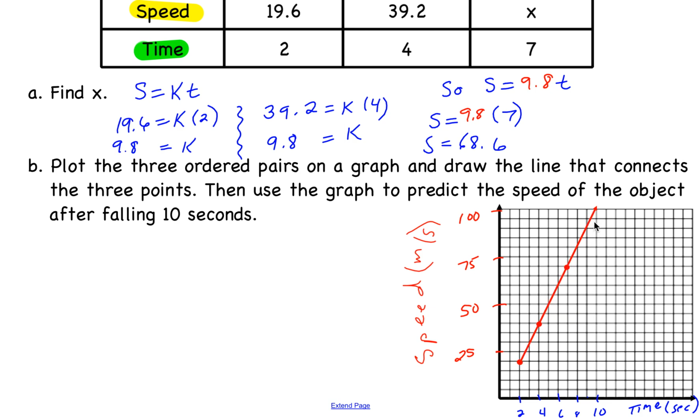And projecting at 10 seconds, it looks like it would be probably about 100 is what I would predict. Okay, I would predict that that would be 100 meters per second. And that's pretty close. If you put in 10 right here, you're going to get 98. So that's a pretty good prediction.